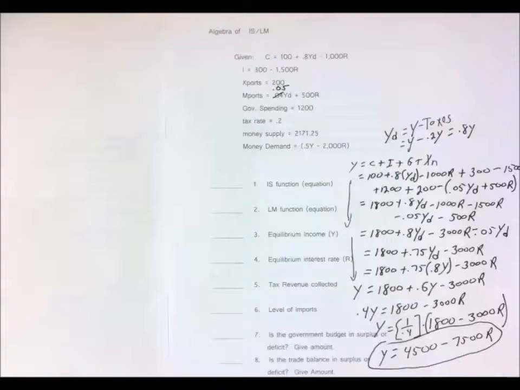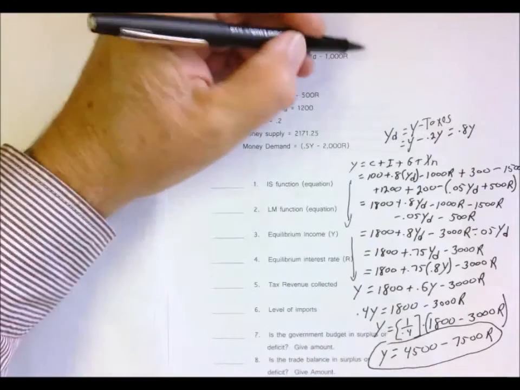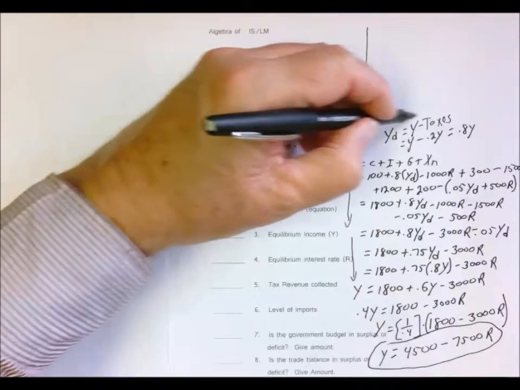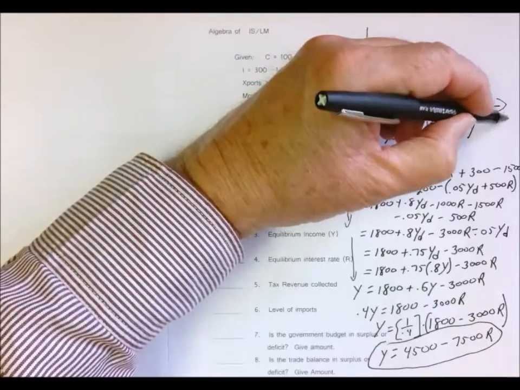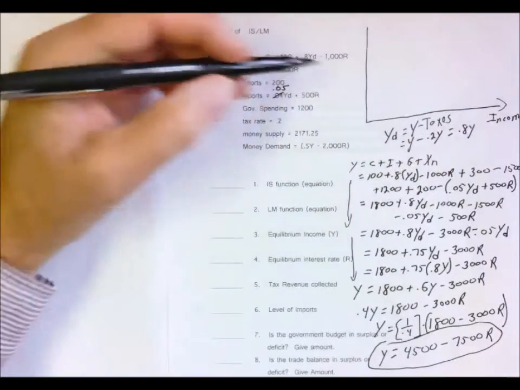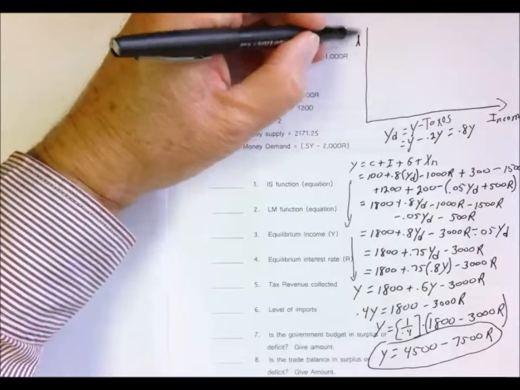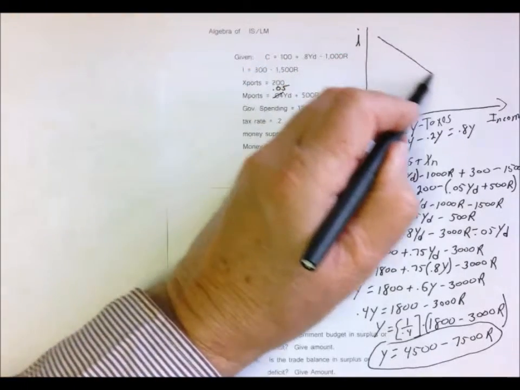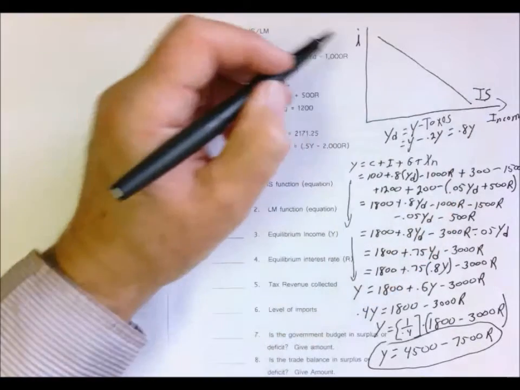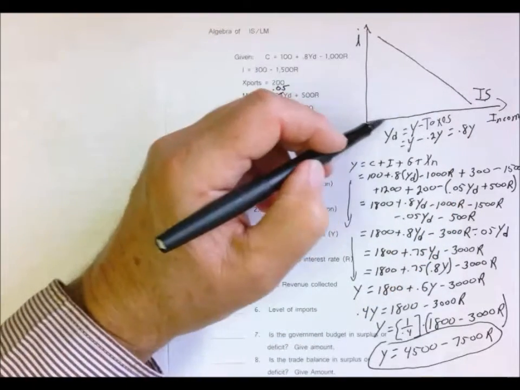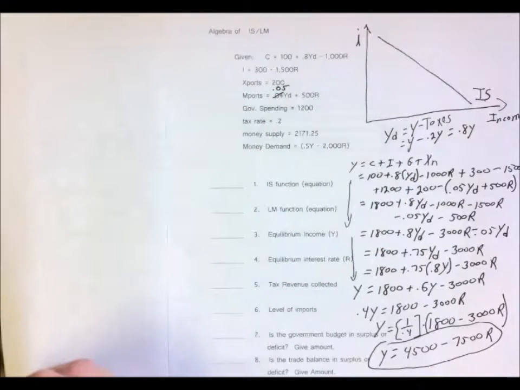My equation for the IS curve, and I think I'll just draw it up here. So this axis is income, and this is the interest rate, and we have our IS curve, which is a set of all the equilibrium interest rates and corresponding income levels that clear the goods market.